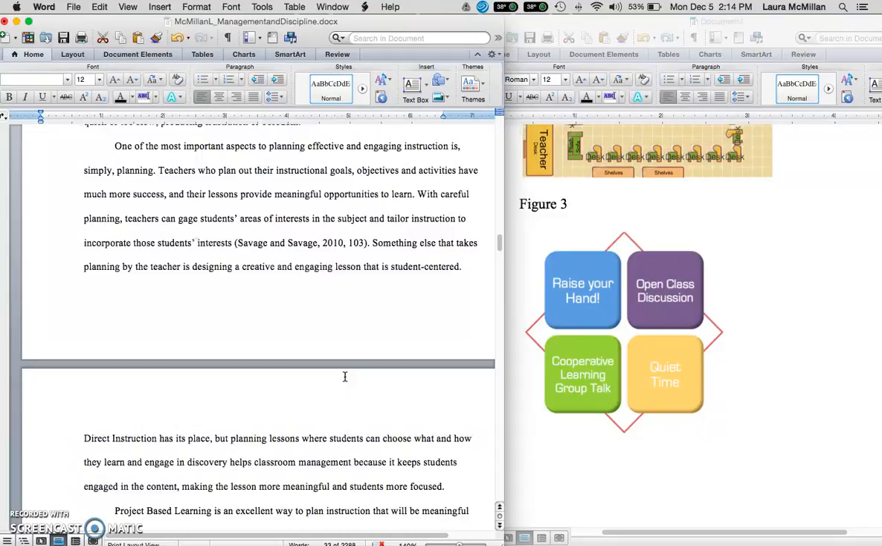Teachers who plan out their instructional goals, objectives, and activities have much more success, and their lessons provide meaningful opportunities to learn. With careful planning, teachers can gauge students' areas of interest in the subject and tailor instruction to incorporate those students' interests.